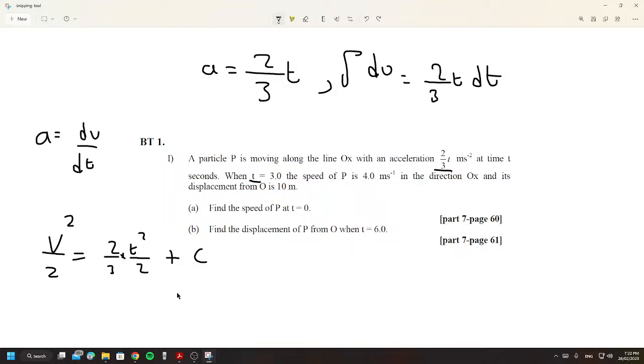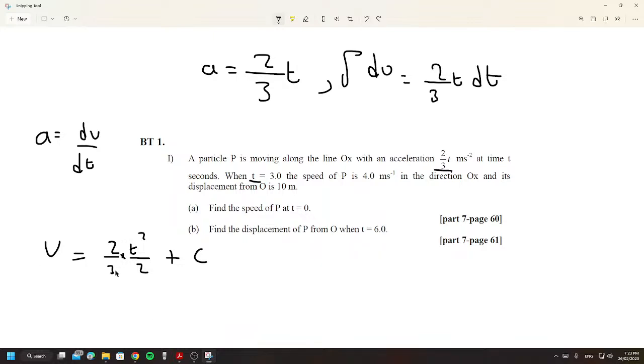The integral of dv is, so you get v and then you have to apply integral. No wait, you're right. Yeah, you're right. This is just going to be v, not v squared over 2. This is just v.